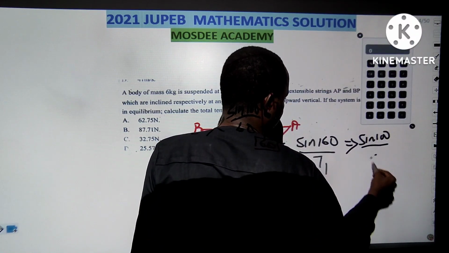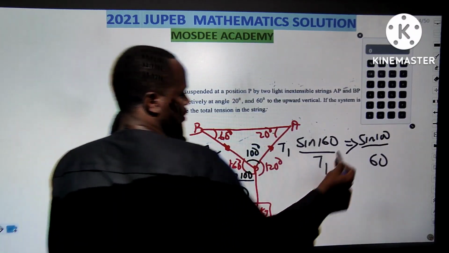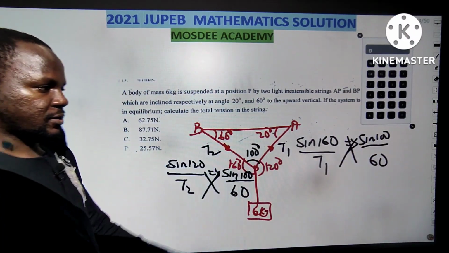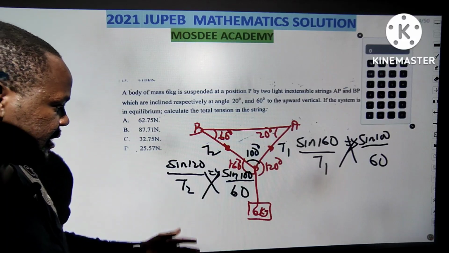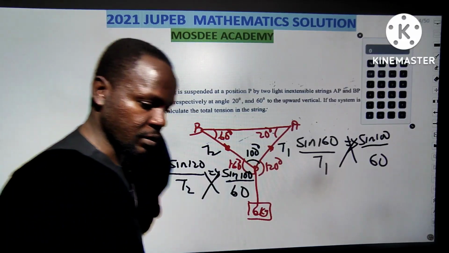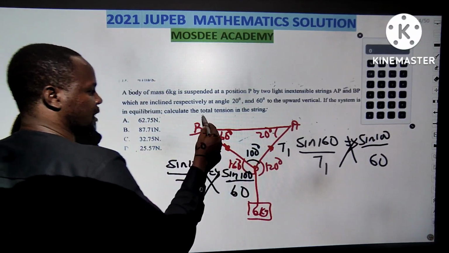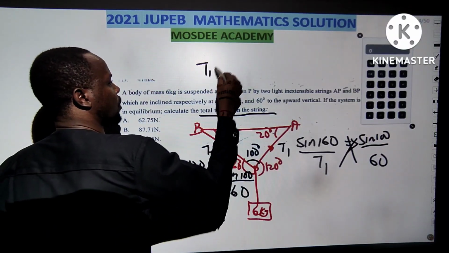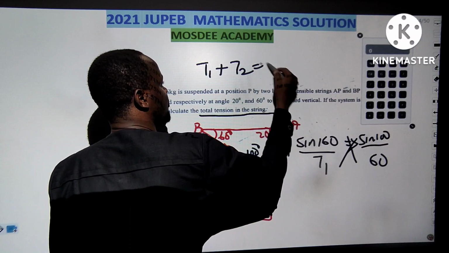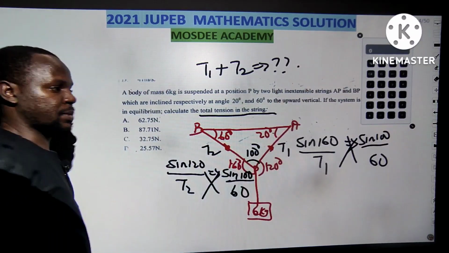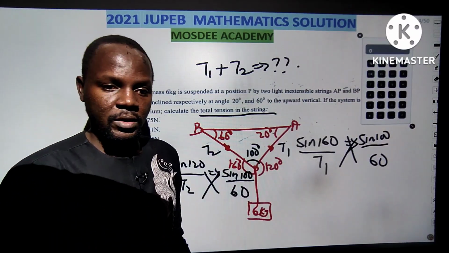So over 60. I hope you can finish it here. Because here I can't get sine 100 from my calculator unless I want to check this. So I get T1 and T2. So the total tension is now T1 plus T2. Let me leave this for you guys to drop in the comment section, because it's a very simple question now to solve.